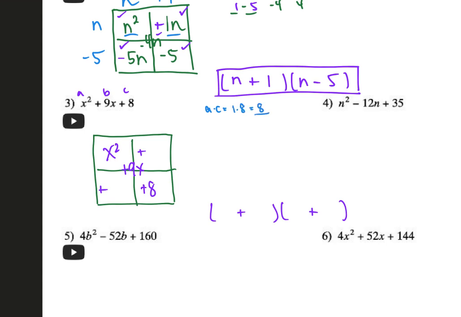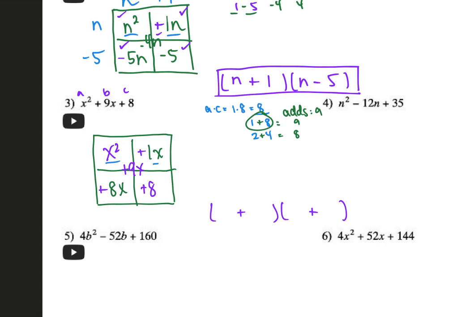And now we're going to list out our factors of 8. So 1 and 8, and 2 and 4. Since C is positive, we're trying to find the pair that adds to make B. So when we add these, we get 9, and this is 8, so that means my pair has to be 1 and 8. So this is going to be 1x and 8x.